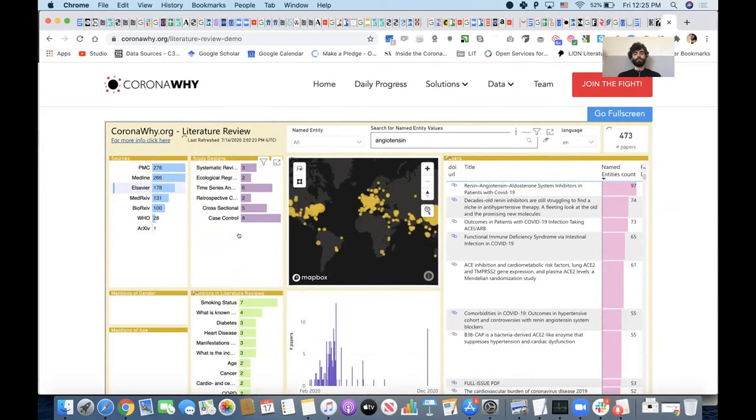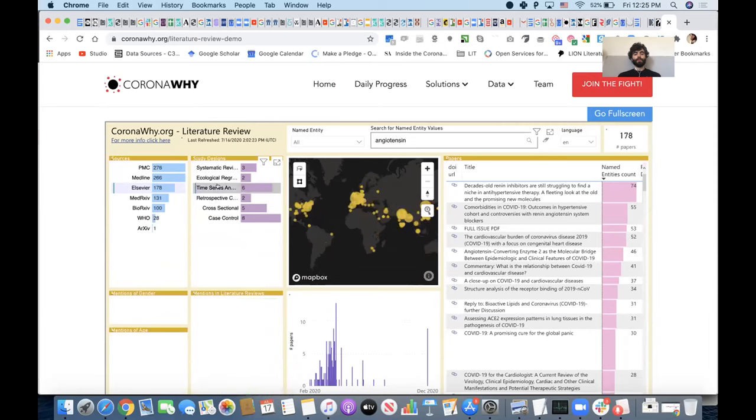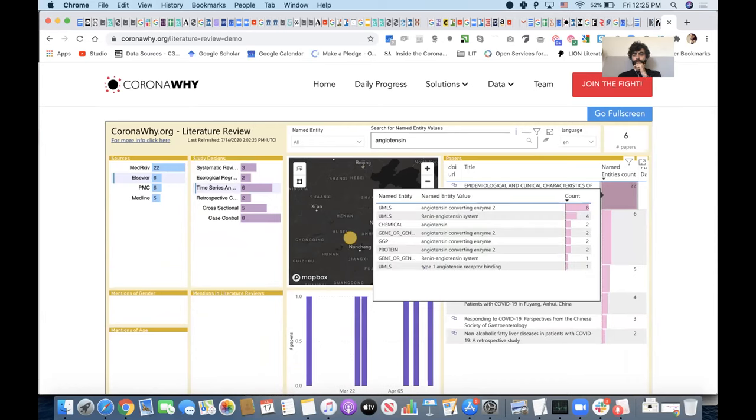And we can filter by time series analysis. And here we go. We see some papers from China, and we see very specific entities that were extracted, like angiotensin converting enzyme, renin angiotensin system, and things like that.